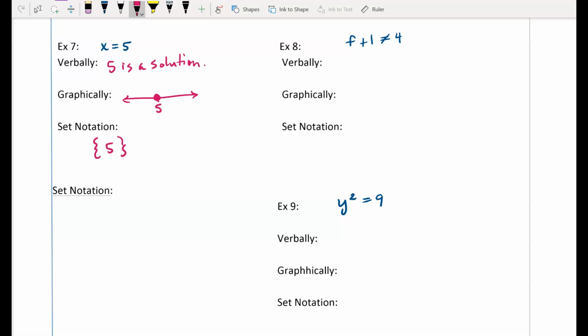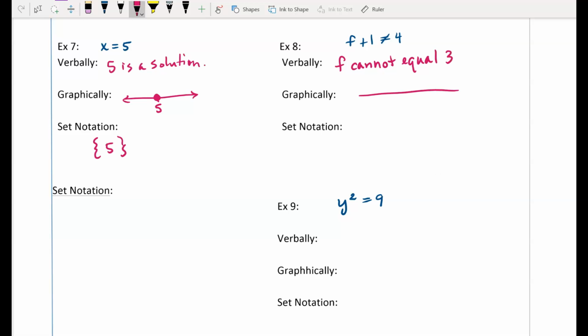In example 8, instead of an equal sign, we have an equal sign with a line through it, which means does not equal. So if we think about this, if f plus 1 does not equal 4, then that means that f does not equal 3, because if f is 3, then 3 plus 1 does equal 4. So verbally, we would say our solutions are f cannot equal 3.